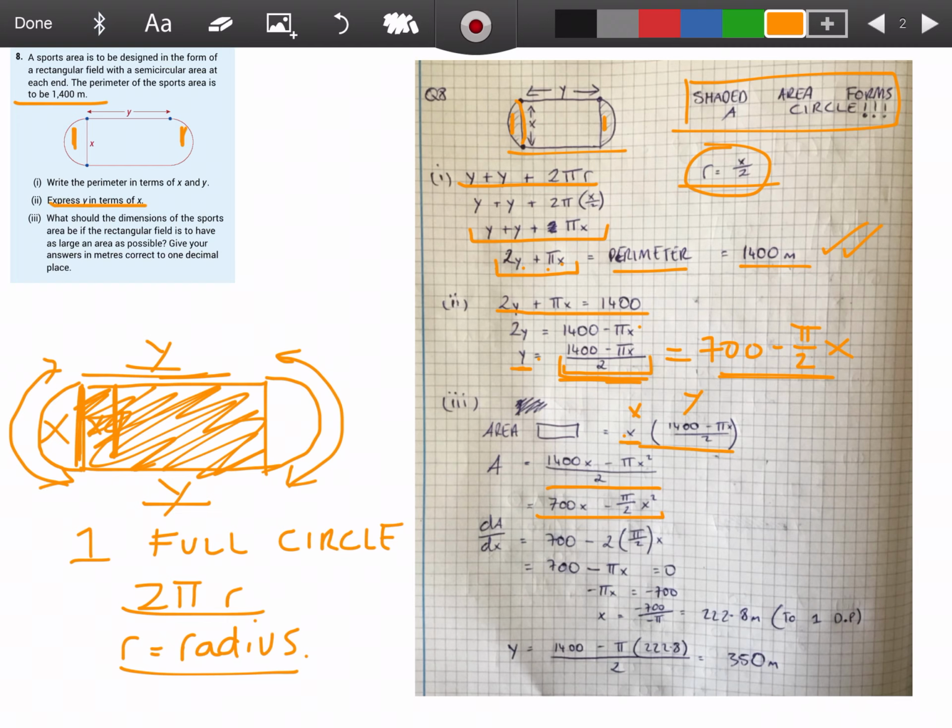That's my formula for area of the rectangular part. I differentiate it here, I put it equal to 0, and I solve for x. And again, the question asks to 1 decimal place. Please don't forget it. That's why I've written it again here. And then I use my formula for y to work out what y is. Okay, so I now have x as 222.8, and I have y as 350. Again, both in meters.